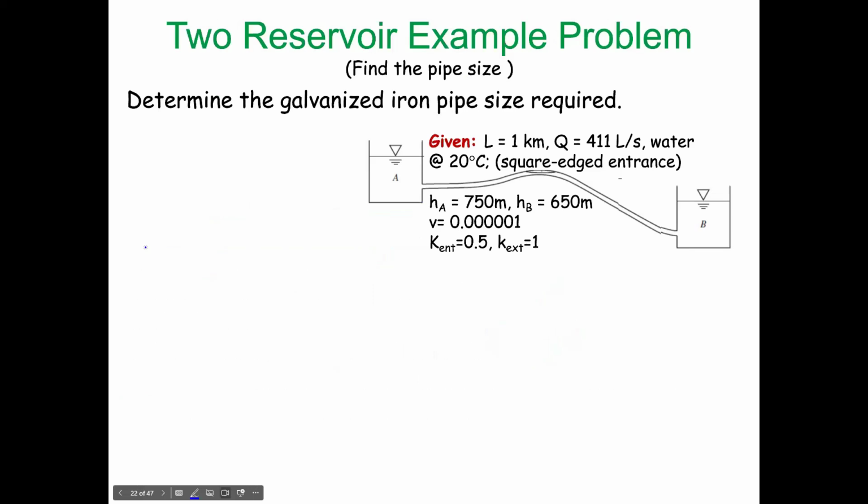So the question either says find the D, which is the pipe size, or again, if you notice, you have discharge. This is not the second category. You have HA and HB, which is the difference between these two, which is your head losses. So head losses is not questioned. Discharge is not questioned. So you need to find the pipe size.